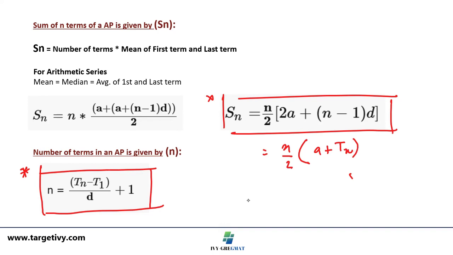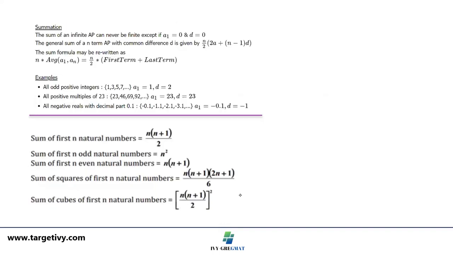Okay, let's do a bit of a summation activity here, or rather coagulate it, freeze it into one place. The sum of an infinite AP can never be finite, so this is for our understanding sake, except if a1 is equal to 0 and d is equal to 0. Then again, the sum of the terms is n by 2 multiplied by (2a plus (n minus 1) into d). The formula is derived from the fact that it is n by 2 multiplied by first term plus last term.